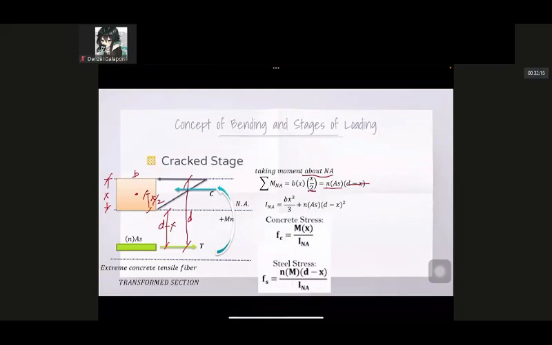And you can compute for your F sub C, that is equals to M multiplied by X over I_NA. And for steel stress, that is F sub S equals N M (D minus X) all over I_NA. So nawalan lang siya ng isang component or isang stress. Question so far? So wala naman. So let's proceed.